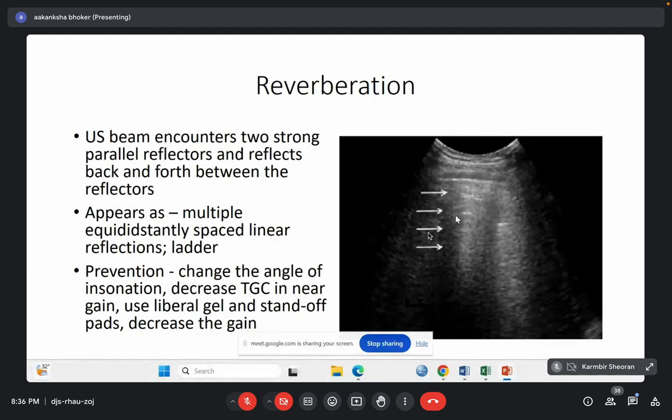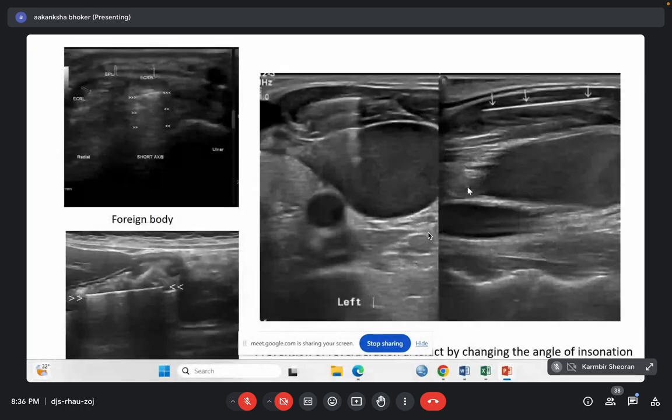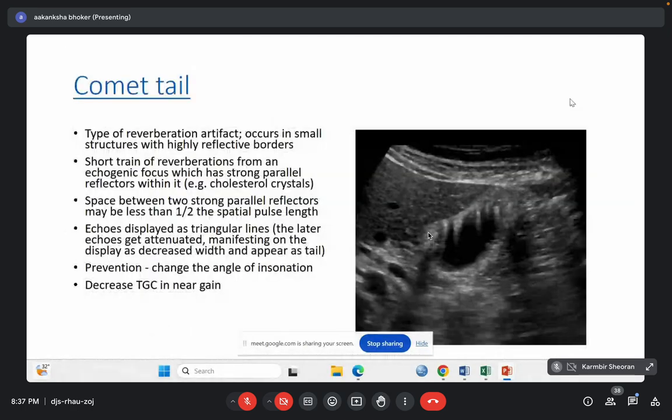So this is reverberation, which appears like equidistantly placed echogenic lines, like a ladder. So these are examples of reverberations. From this tissue we get reverberation; from here, all of these are reverberations, equidistant lines. And the way to correct it: for this foreign body, reverberations were coming from here. When we change the angle, now there are no reverberations formed. When the angle is changed, they are no longer parallel to each other. So this can be corrected in this way.